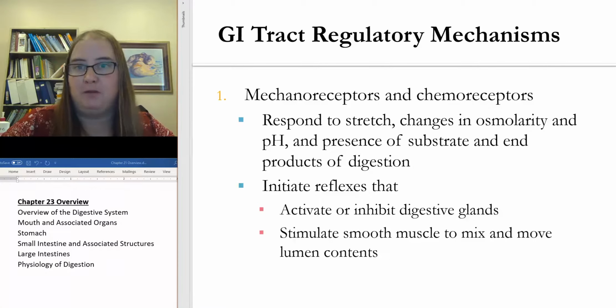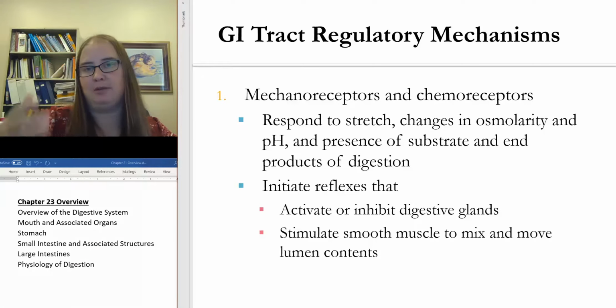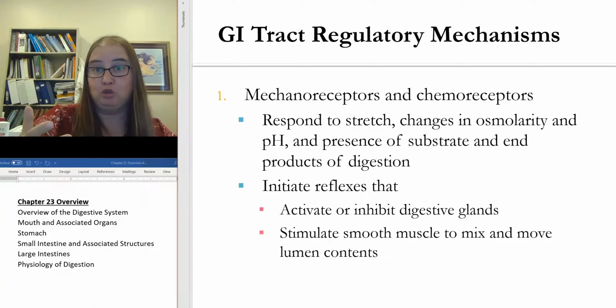The secretion of these enzymes, the digestive mechanisms, will be triggered by stretch within the organs, changes in osmolarity, changes in pH, presence of substrates and end products of digestion. As a result of this, it will initiate a reflex that will either activate or inhibit our digestive glands, or stimulate smooth muscle to mix and move the lumen's content. So we just talked about that notion of propulsion, right?